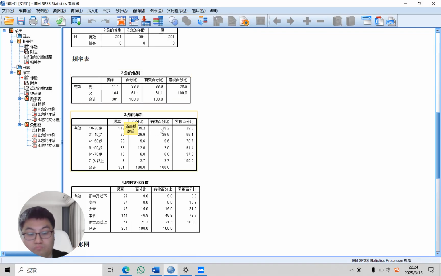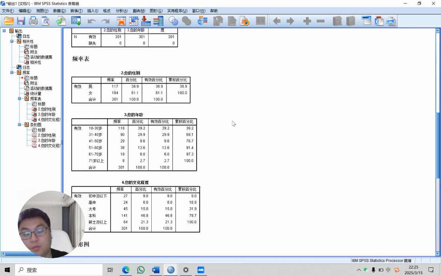The cumulative percent is the sum of our previous percentages. For example, for our age, 69.1% means that the proportion of people under 14 years old in the surveyed population is 69.1%.